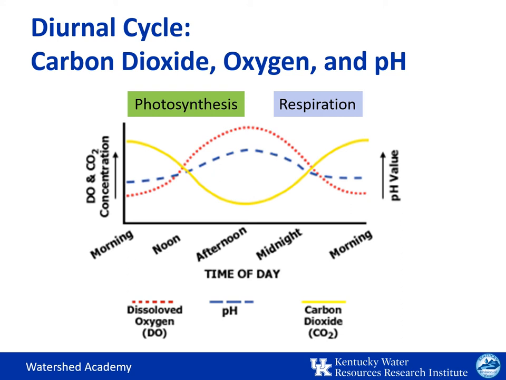During night, when respiration is the dominant process, dissolved oxygen begins to decrease, carbon dioxide levels begin to increase, and the pH level decreases as well. So as you can see, carbon dioxide follows an opposite pattern to that of oxygen and pH.